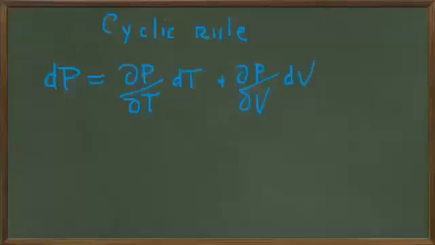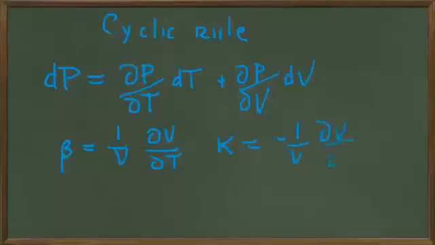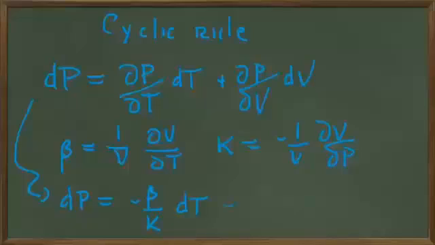And we're going to use the fact that beta equals 1 over V partial V partial T, and the constant K equals minus 1 over V partial V partial P, to transform this into this: dP equals minus beta over K dT minus 1 over KV dV. So first we need to develop the cyclic rule, and we're going to do that on the next blackboard.